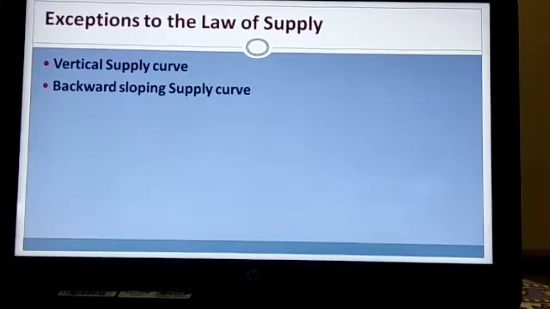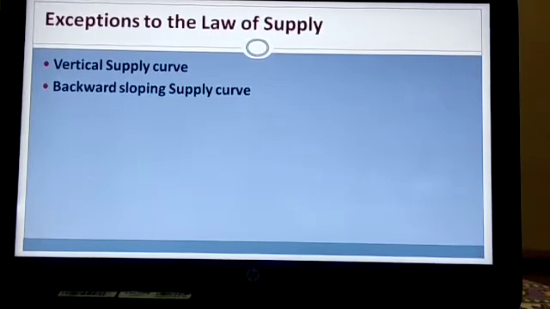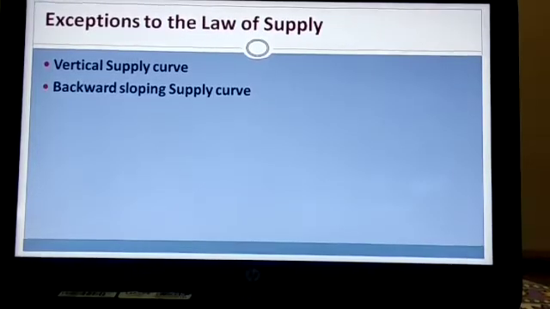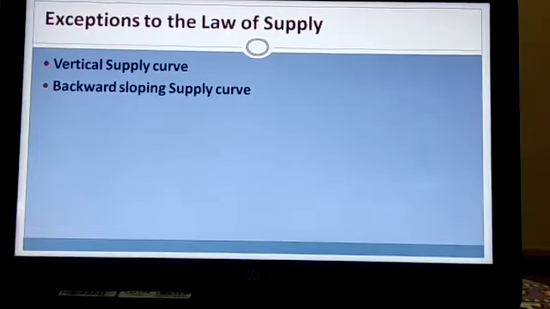We very well know that the law of supply states that when the price increases, the quantity supplied also increases, and when the price falls, the quantity supplied also falls. So exceptions are the cases where the law of supply does not apply. It means that when price increases, quantity supplied does not increase, or when price decreases, the quantity supplied does not decrease. Exceptions are those cases.